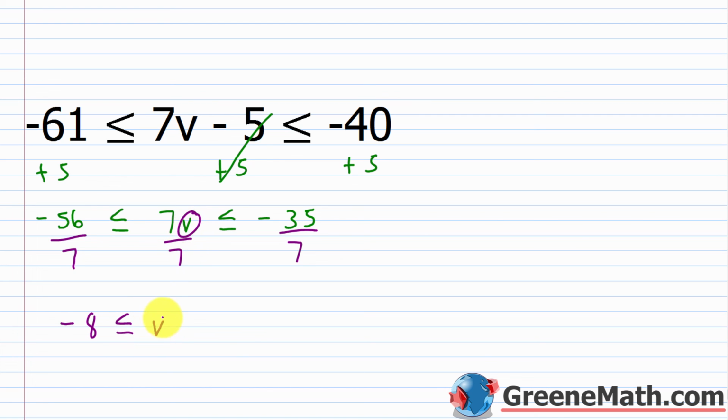We'll have v by itself now because this cancels. And this is less than or equal to negative 35 over 7, which is negative 5. So v is greater than or equal to negative 8, and it's less than or equal to negative 5. Let me drag this solution up.